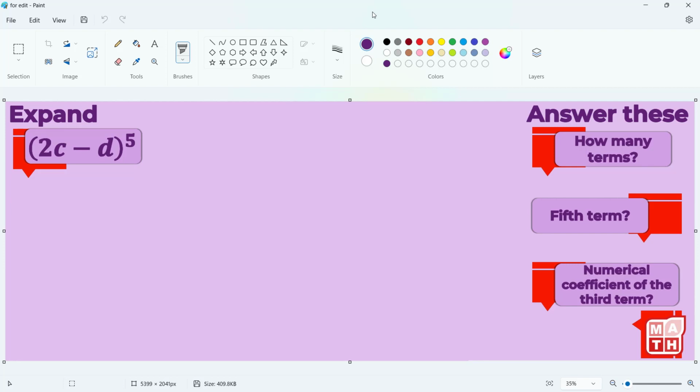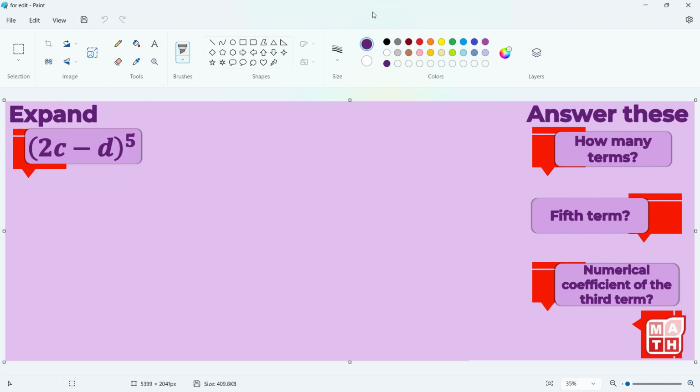For the expansion of this given binomial expression, let's refer to the questions here. The first question will help us determine the correct coefficients needed for the expansion, while the last two questions will be answered once we are done with our process. So we have here the binomial expression 2c minus d, which is raised to the power of 5.